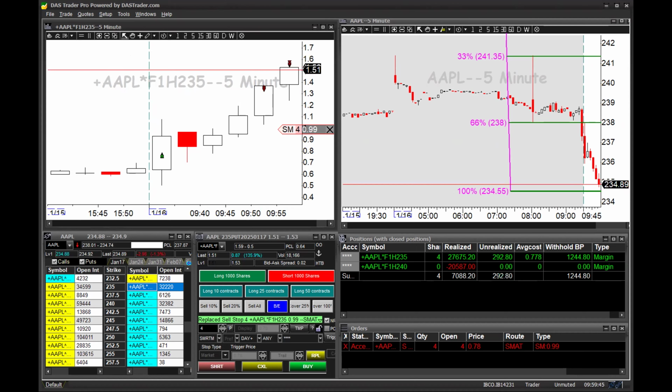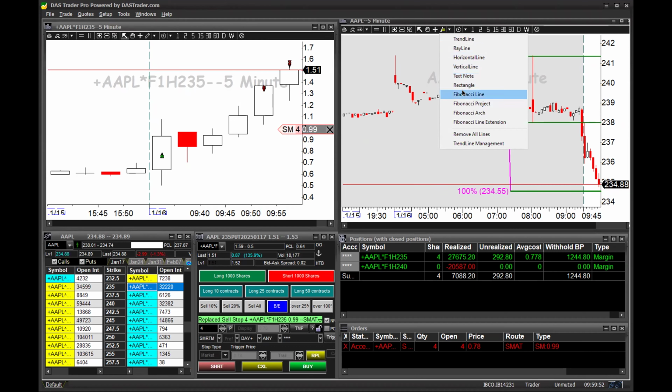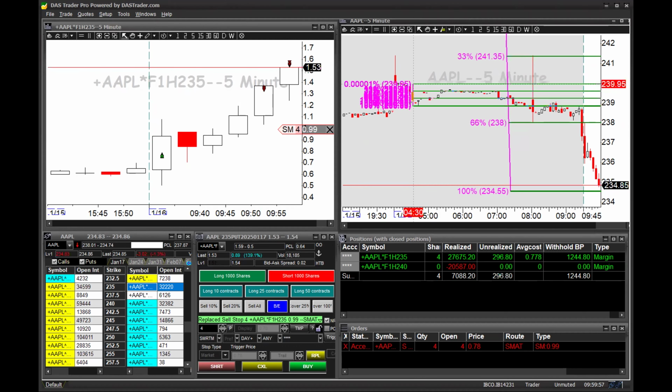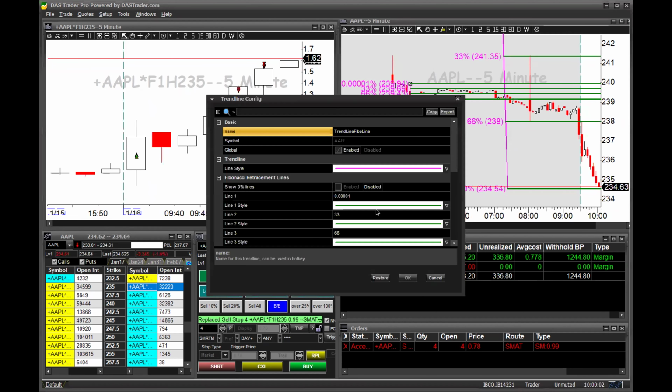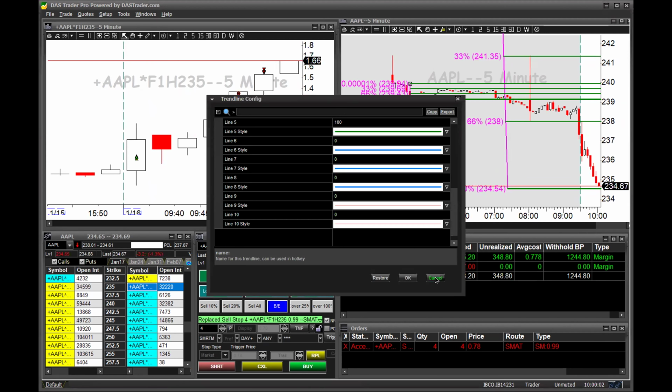Hi, Avi. Yeah, can I show how to add the Fibonacci line? Up in the study here, you have Fibonacci line, right? Then you just draw it on your chart, and that's all it is. Once you draw it, right click on it and you can configure it to your liking. It's all there.